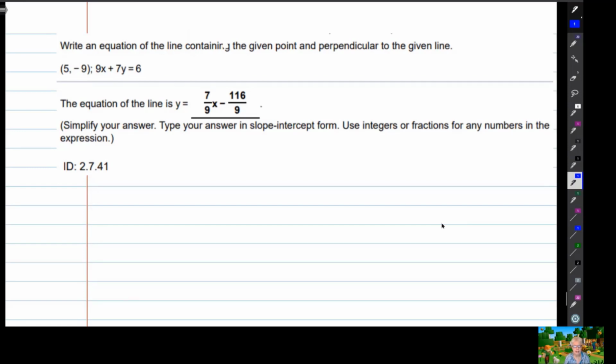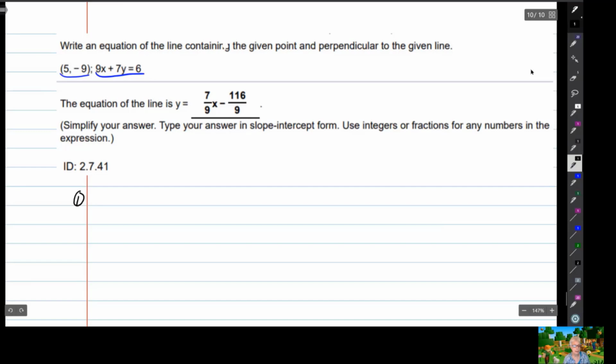All right, again, write the equation of the line containing the given point and perpendicular to the given line. We're going to use all the same steps. Oh, and I'm going to have the joy of actually doing this for you because it appears I didn't do it before.